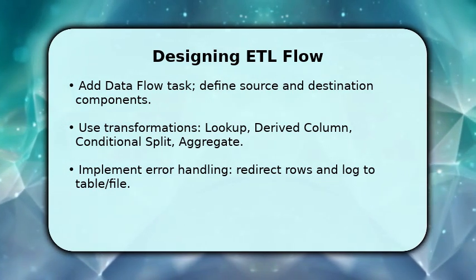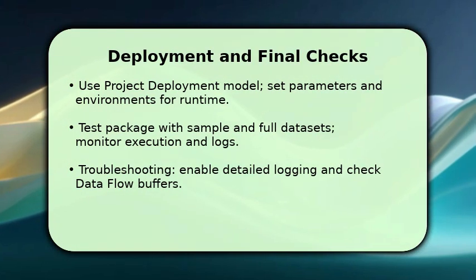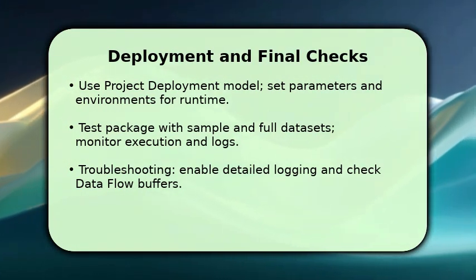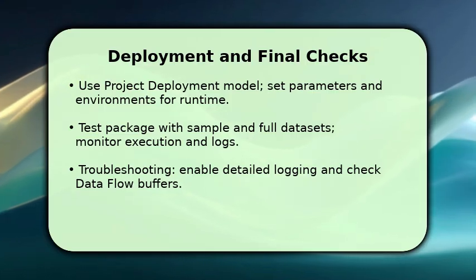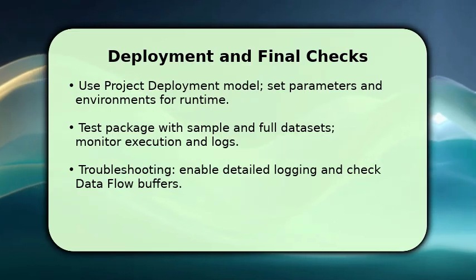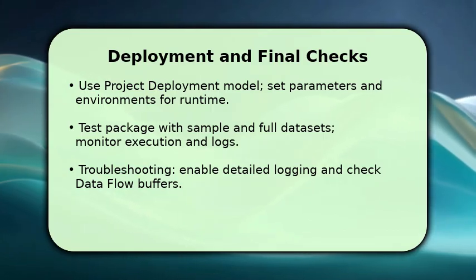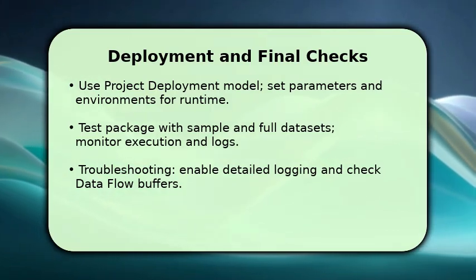You finish by switching to the project deployment model, defining project parameters, and creating environments on the SSIS catalog for dev, test, and prod. Deploy the ISPAC, then run small and full volume tests while monitoring execution reports and catalogs. Make sure to validate performance and adjust buffer sizes or parallelism if needed.